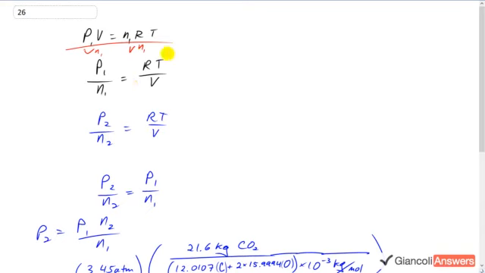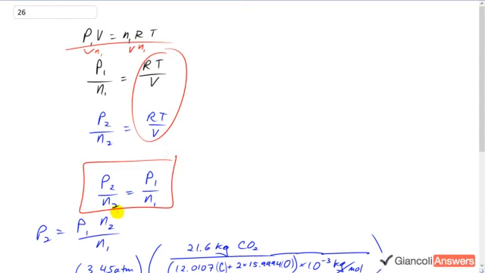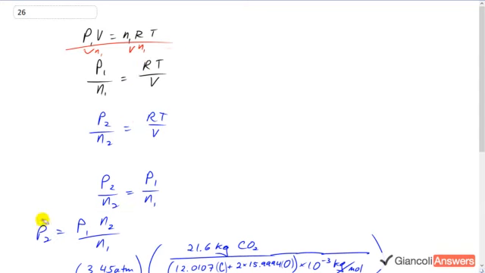And so since these both equal RT over V, then these ratios will equal each other. So P2 over N2 equals P1 over N1. And we can solve for the pressure in the second case by going P1 over N1 times N2.